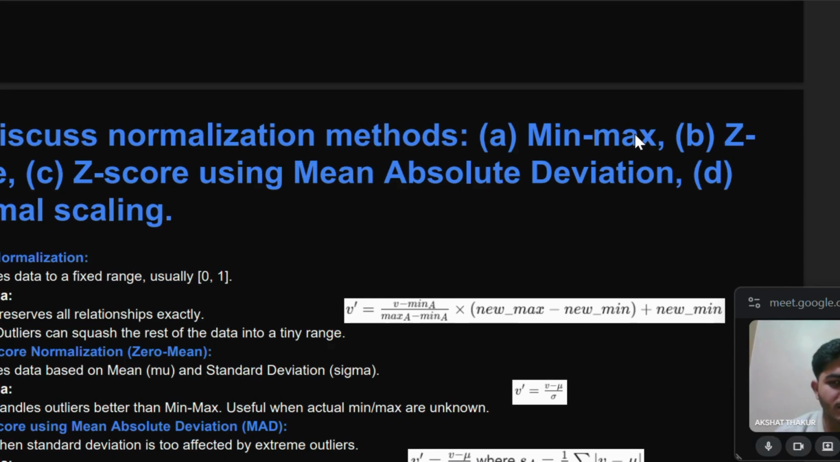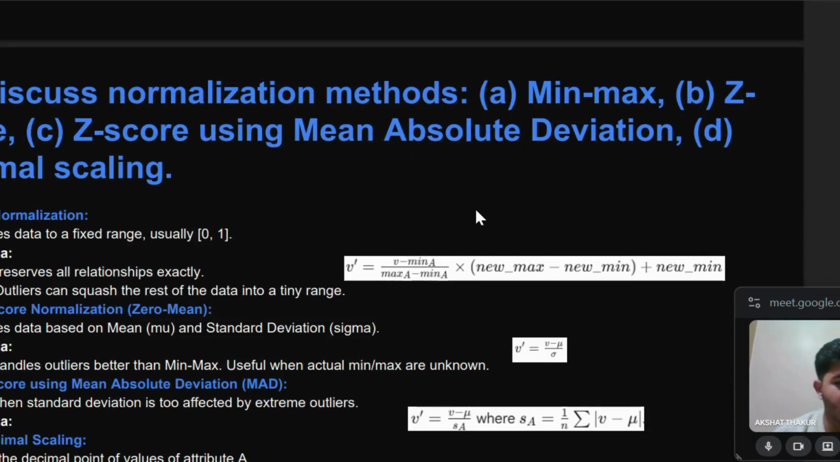Rescale data to a fixed range, usually between 0 and 1. The formula is v' equals (v minus minimum A) divided by (maximum A minus minimum A), into (new max minus new min), plus new min. Pros: it preserves all relationships exactly. Cons: outliers can squash the rest of the data into a tiny range.